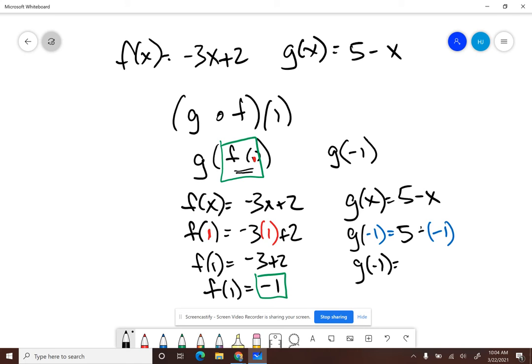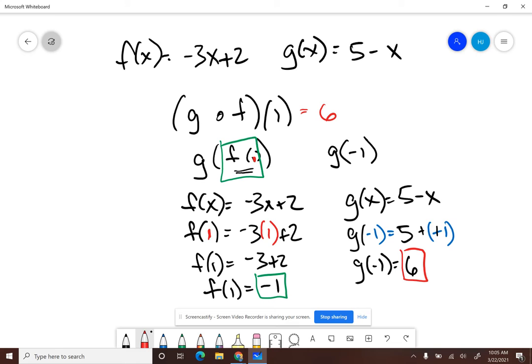5 minus a -1 is going to become positive. So 5 plus 1 equals 6. So there we have it. Here would be our final answer right here. Okay? So g of f of 1 actually equals 6.